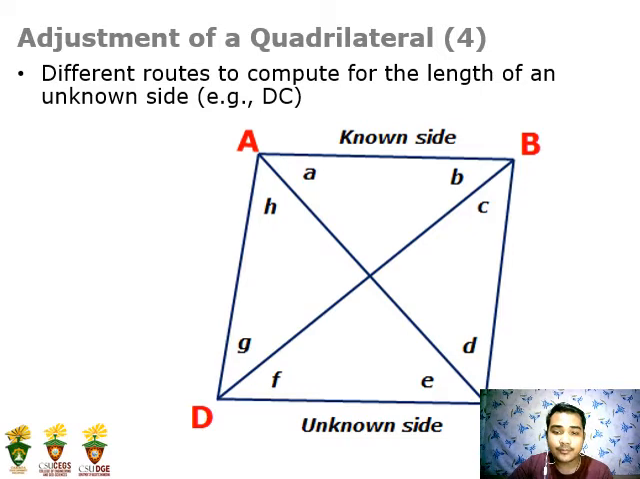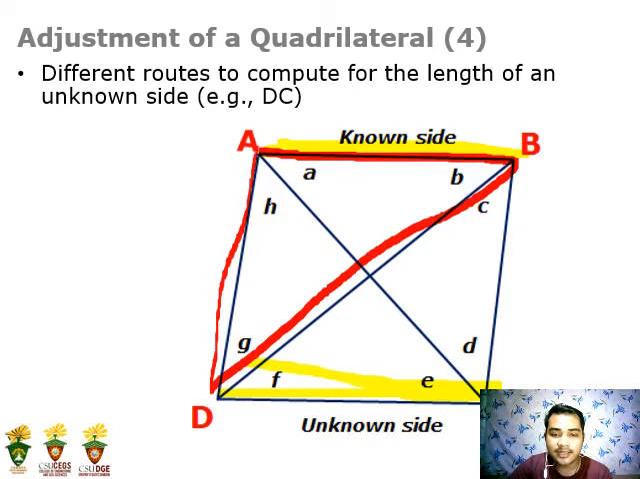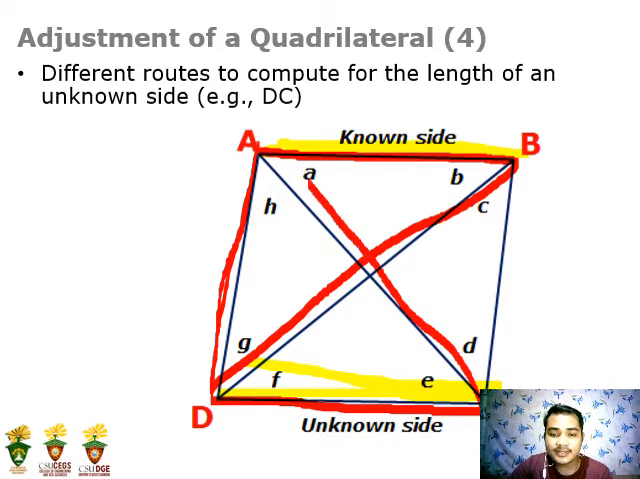So, different routes to compute the length of the unknown side. For example, we have a known side, which is the baseline, as in our discussion of triangulation, and we have an unknown side, so there are different routes we can use. Let's say, for example, A, B, D: this triangle plus this other triangle, with the common side being AD.